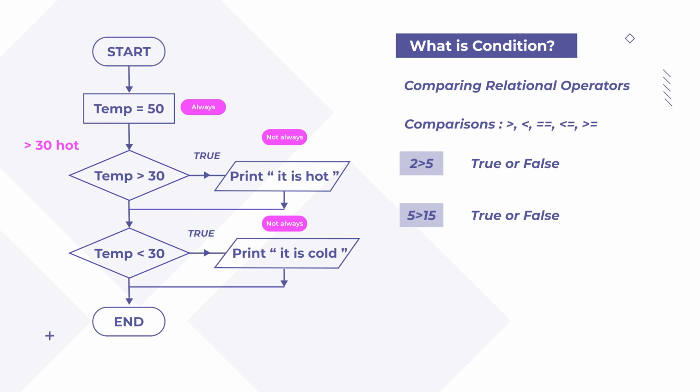And here there's another condition. It will check that condition. Is the value of temp less than 30? If this is true, because this is conditional, it will execute this line. If this is false, it will ignore this line.